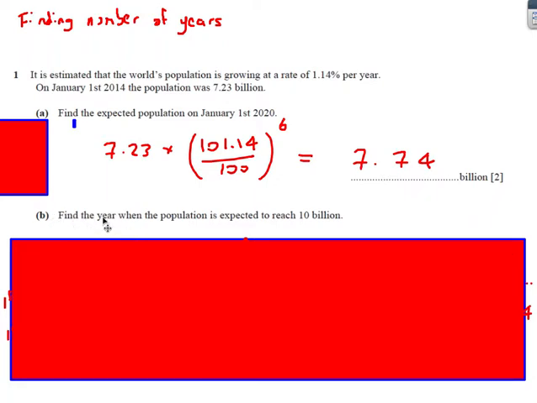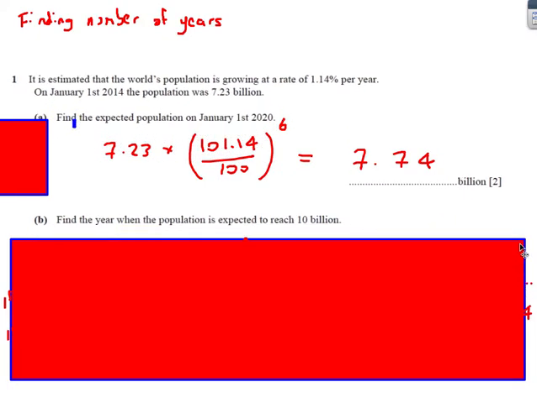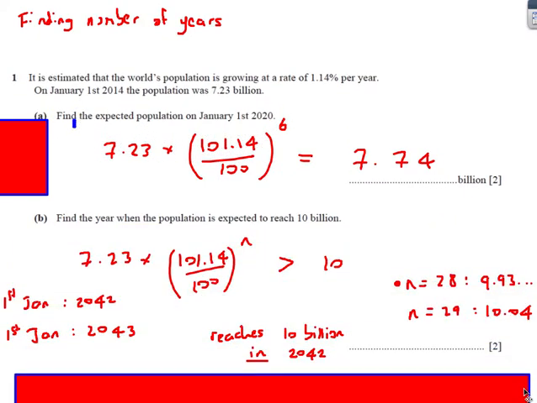Part B, read the question carefully. Find the year when the population is expected to reach 10 billion. Okay, so step number 1. Here's my calculation, 7.23 times 101.14 over 100 to the power n, and I want it to be greater than 10 billion. Now, after a bit of trial and error, I can put n is 28 and I get an answer of 9.93 billion, and when n is 29 I get 10.04 billion.